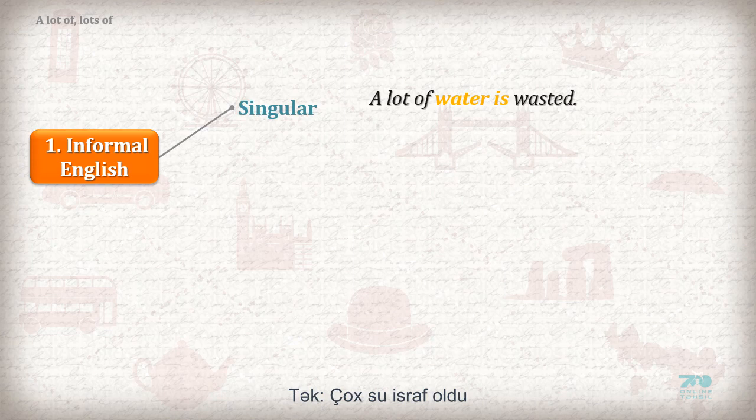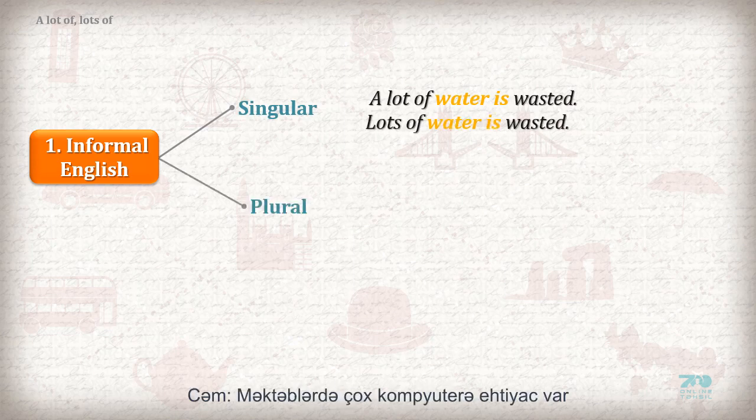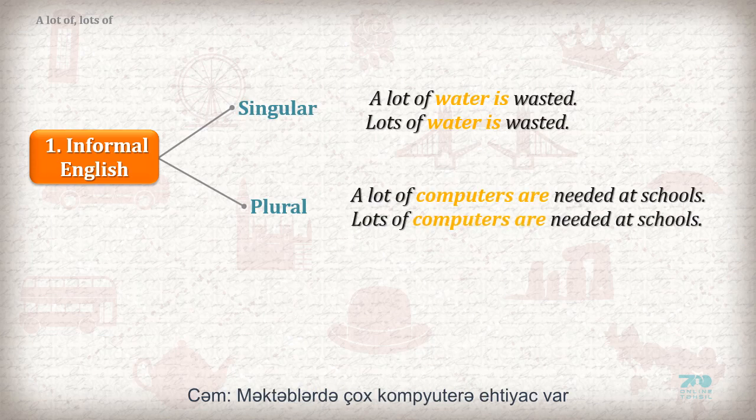1. Informal English. Singular. A lot of water is wasted. Lots of water is wasted. Plural. A lot of computers are needed at schools. Lots of computers are needed at schools.